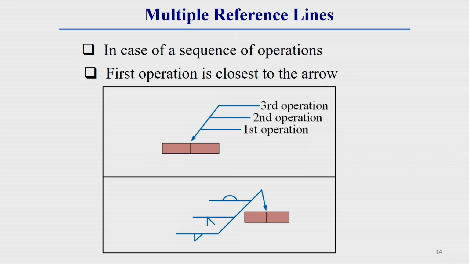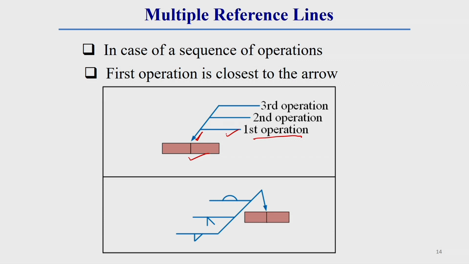Let us say in a particular butt welding, 3 operations are required. Let this be a butt weld, where we have to do some sequence of welding. Generally, how to represent this weld symbol? If there are 3 operations, there will be 3 horizontal lines. The first operation should be closest to the arrow, that means whatever operation we have to do first, we have to provide closest to the arrow position.